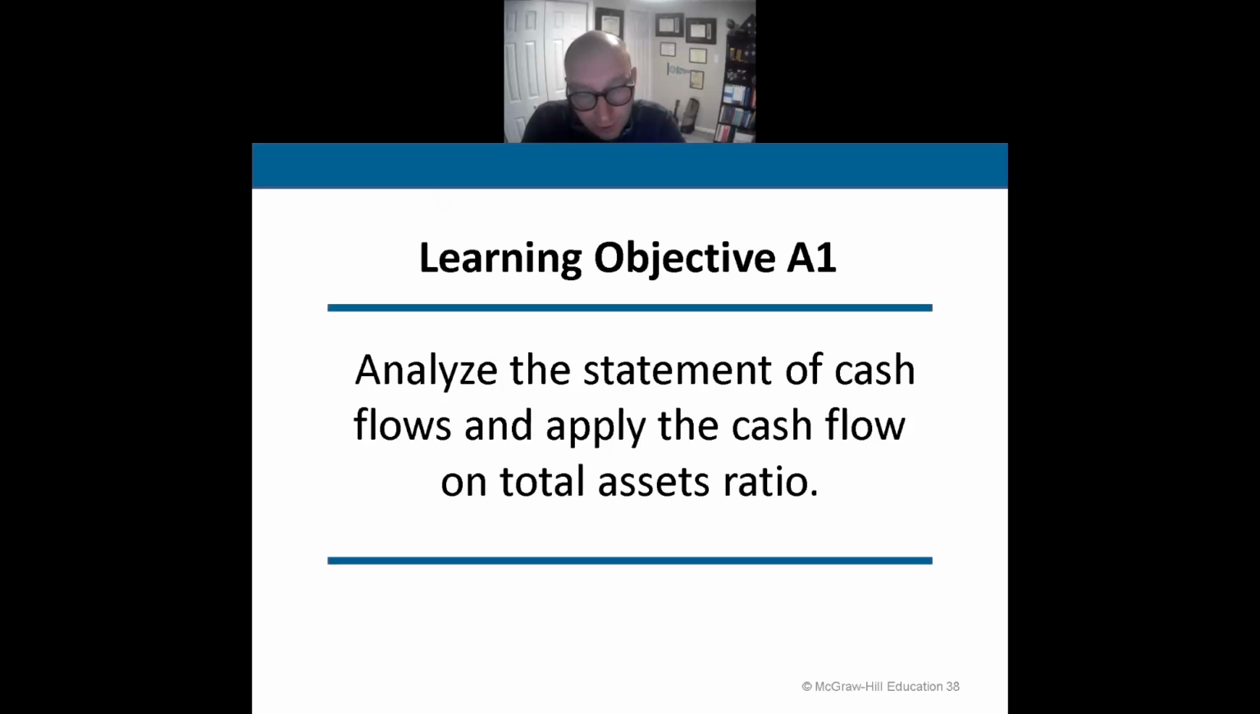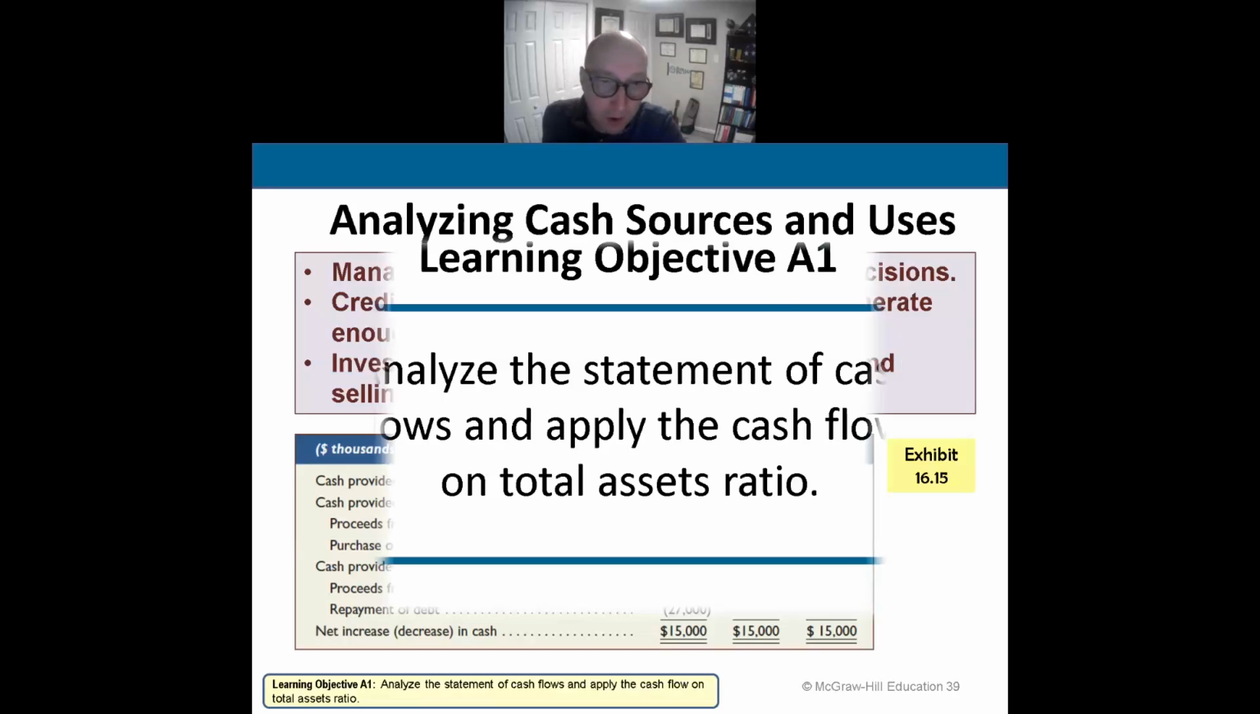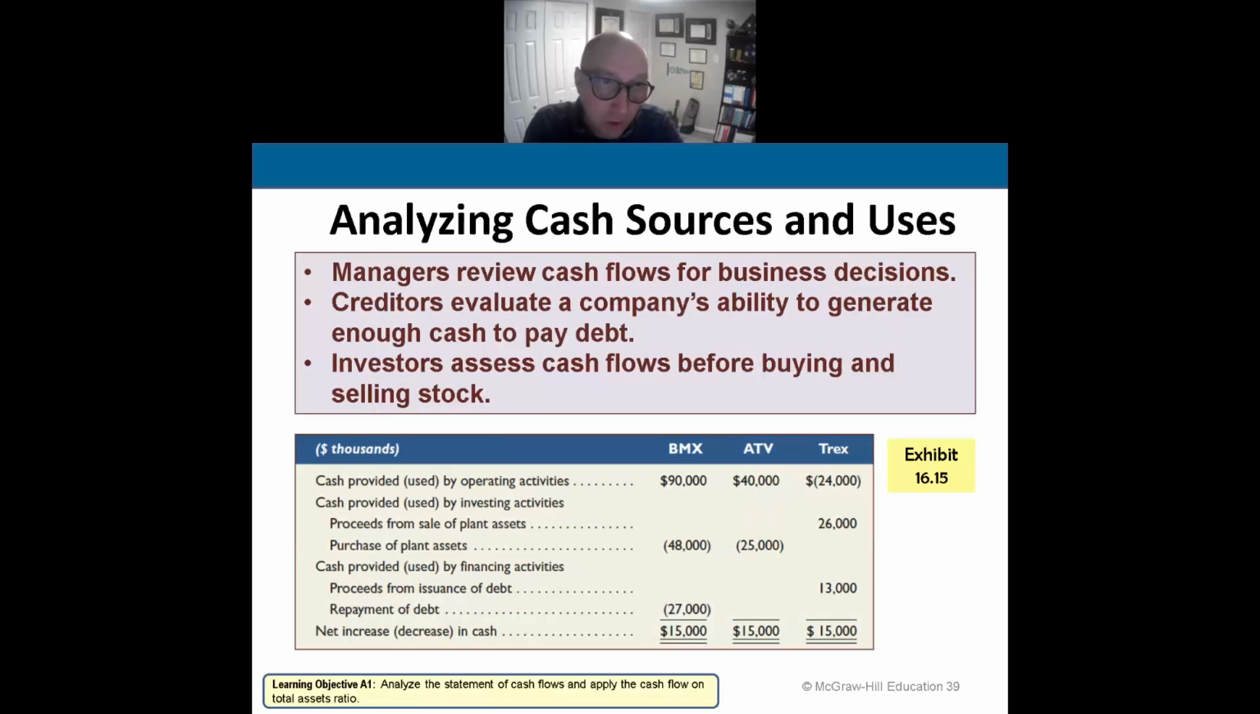Now, with the statement of cash flows, there are a couple of ratios that are important to note. One of those is called the cash flow to total assets ratio. And this one can be pretty useful in determining the company's ability to generate enough cash to pay its debt. Investors like this ratio because it also gives them an indication of whether they would receive a dividend. So it's a pretty good ratio to use.